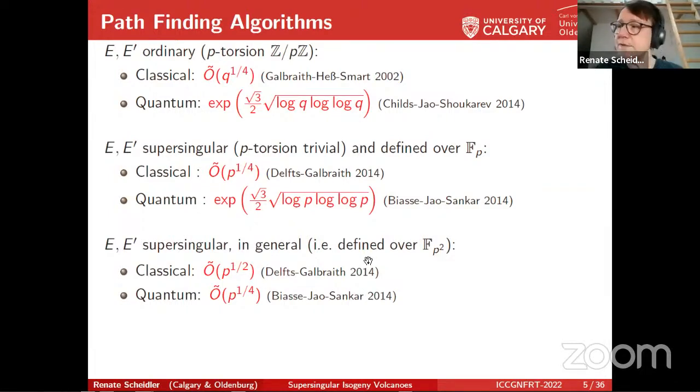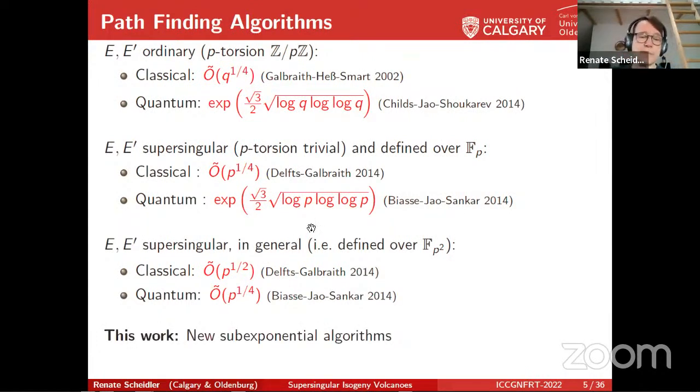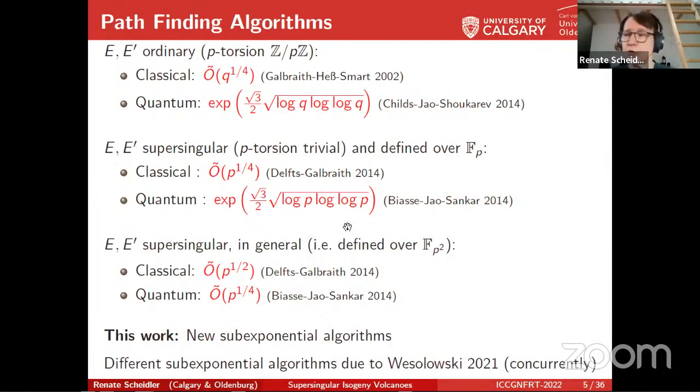So we didn't know until recently how to do this problem in sub-exponential time, and that's what this work is about. And I should mention that concurrently with our work, Ben Wesolowski was also working on this problem and also came up with sub-exponential algorithms, but it's kind of comparing apples and oranges. His algorithms are quite different. They make different assumptions. So it's hard to say which one's better, which one's worse. The answer is sort of, it depends, but it's good to have two different algorithms.